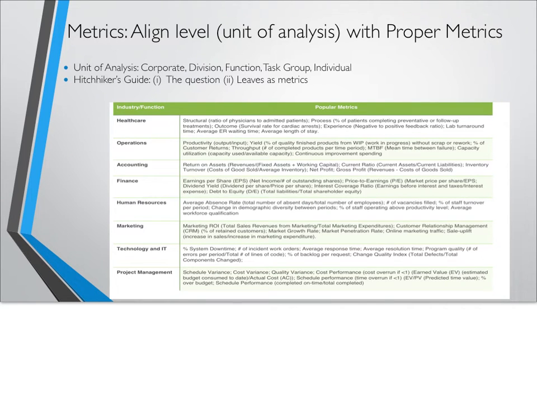So with metrics, try to align the unit level of analysis with proper metrics. The unit of analysis can be at the corporate level, the division level, the functional level, the task level, or even the individual level. So you've got to choose the level of your analysis. And the unit of your analysis could be anything: if it's temperature, it could be anything from Celsius to Fahrenheit to Kelvin. If it's profit, it could be a percentage as a ratio or a margin. It could be a dollar value.